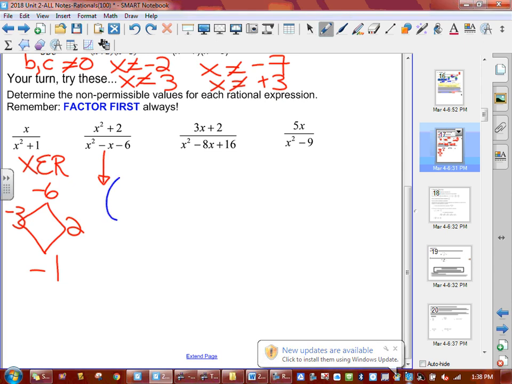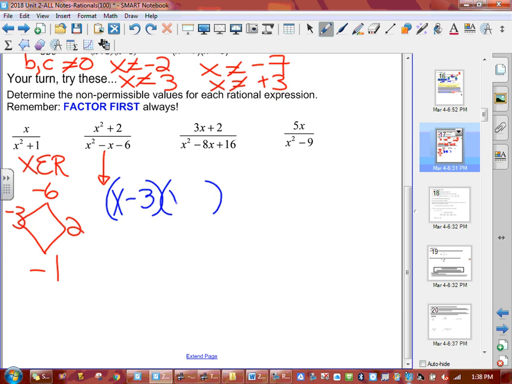So what would make each of those brackets equal to 0? What could I put in the first one to make 0? 3. What's the opposite of -3? +3. So we say x can't be that. X can't be +3. What makes this bracket equal to 0? What's the opposite of +2? -2. So x also can't be -2. So x can't be -2 or +3 in that case. Okay?